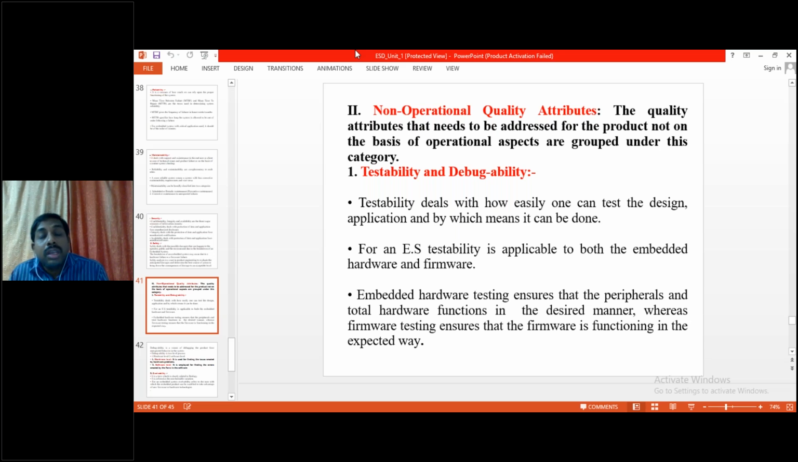Non-operational quality attributes. Even when the embedded system is not operating, what are the quality attributes? Testability and debuggability. What is testability? You can easily test the application. Testability is applied for both hardware and software. Embedded hardware testing ensures that all peripherals and the total hardware function in the designed manner. Firmware testing ensures that the software is functioning.